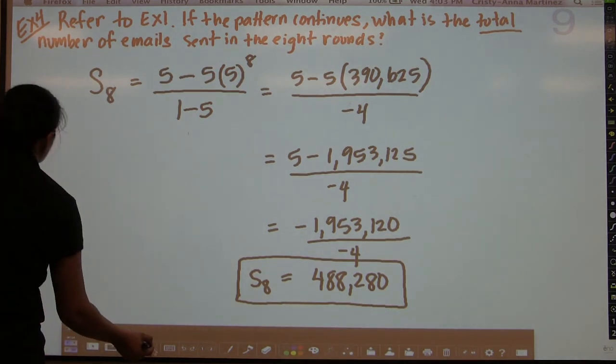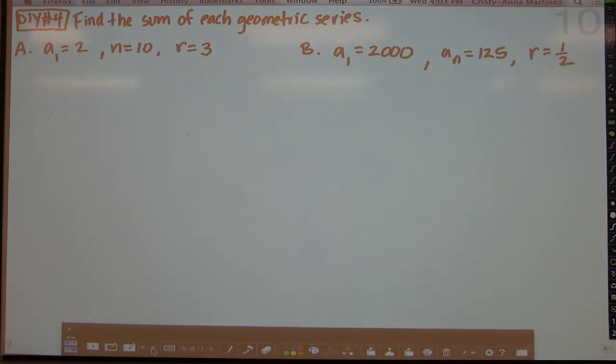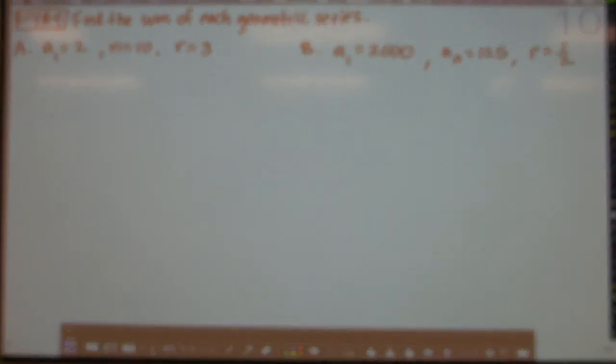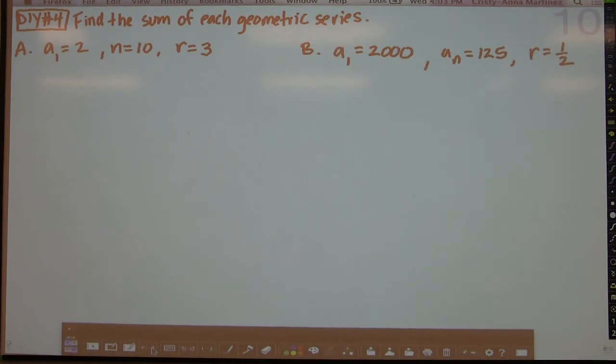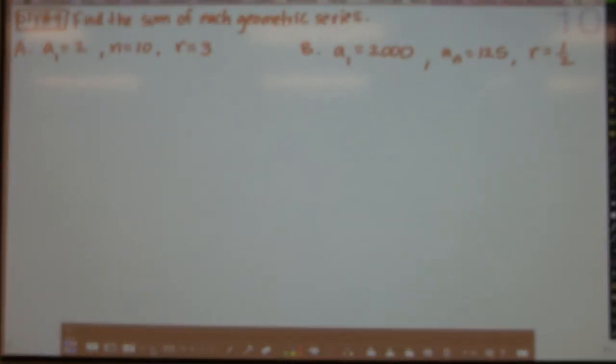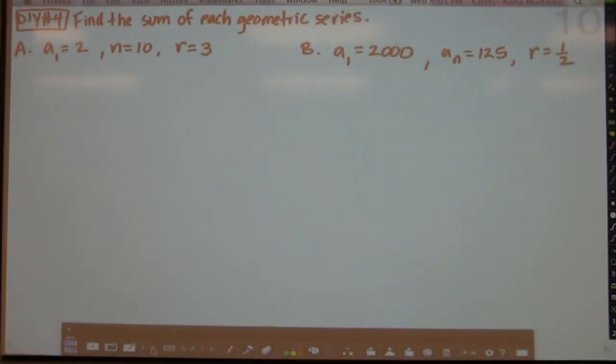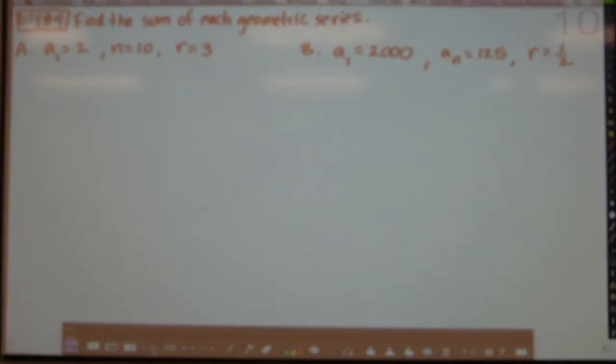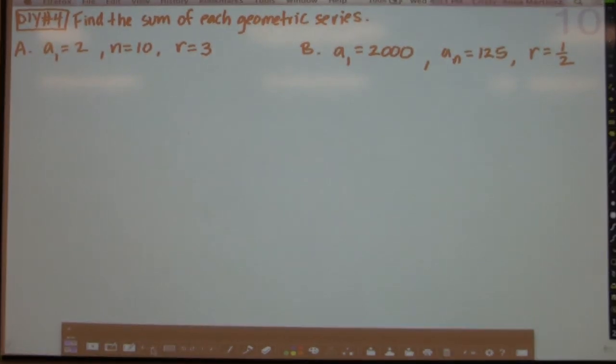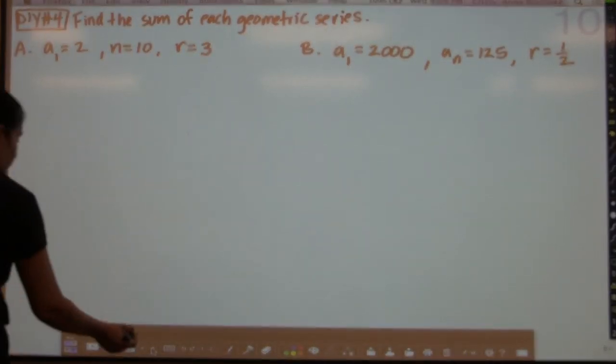So now we want to have you try to do it yourself. Number 4, we're giving you, in the first one, you are given A sub 1 and you are given n. So you want to use the first formula. But in part B, you're not given the n value. So in part B, you actually want to use the second formula, which is the one you use when you have A sub 1 and A sub n. So just keep that in mind as you do that example.